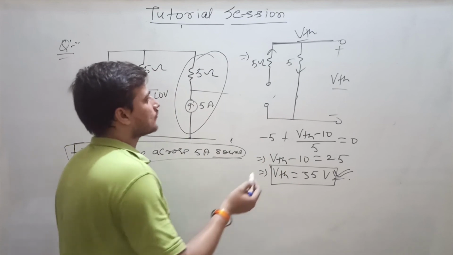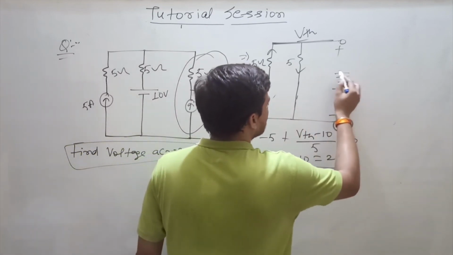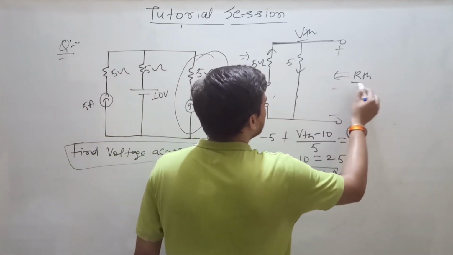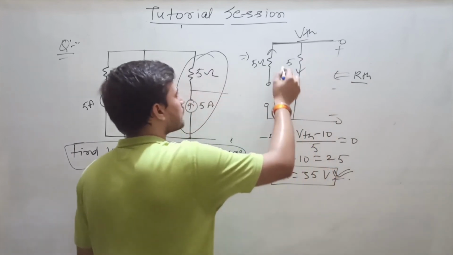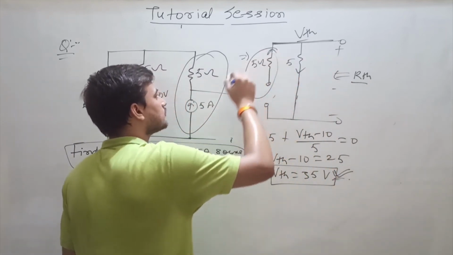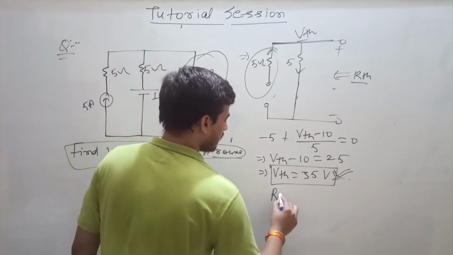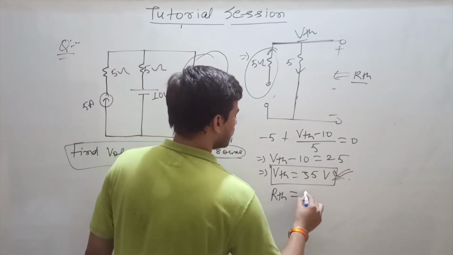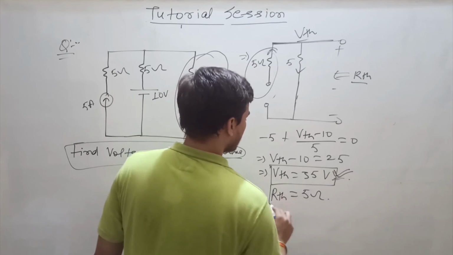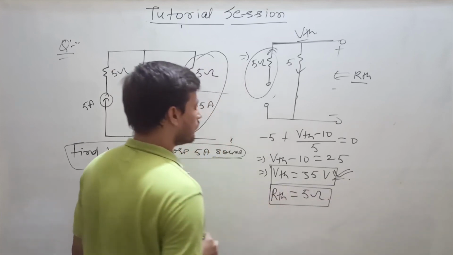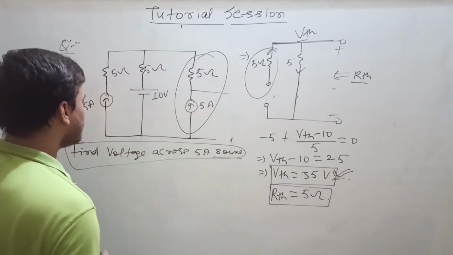So for RTH there is only a single resistor, because this resistor will not come into the picture. So here RTH is equal to how much? RTH will be equal to 5 ohm. Clear?